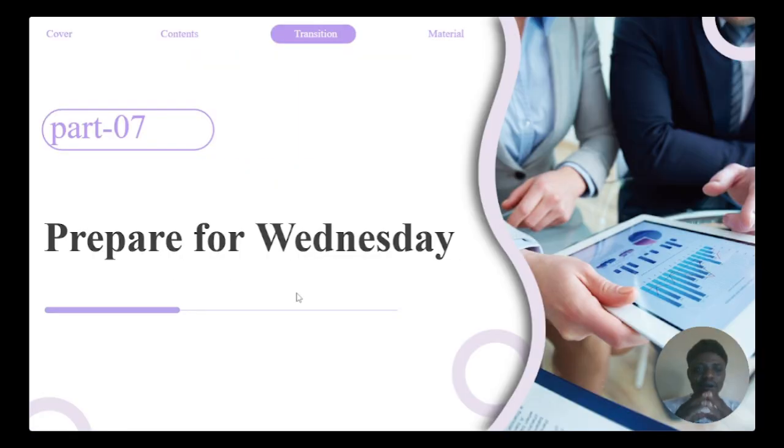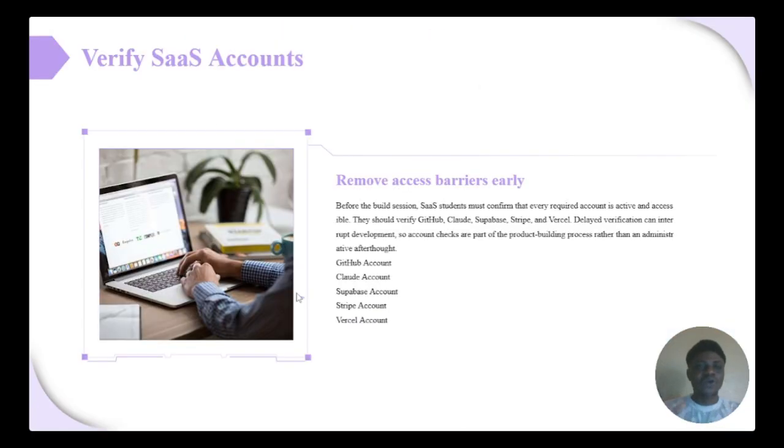Number seven here, prepare for Wednesday. Because I told you, Wednesday, we are actually building these products. So, what are you going to do in order to prepare for Wednesday? Now, we are going to first of all verify our SaaS accounts. These are different accounts you should prepare before Wednesday.